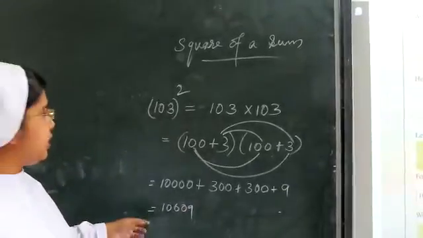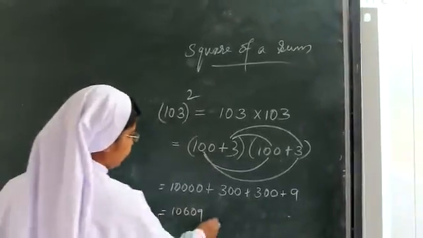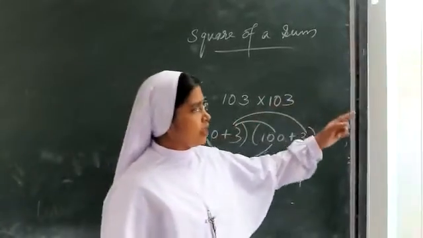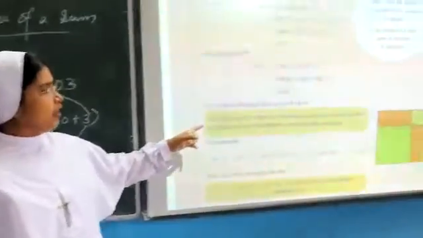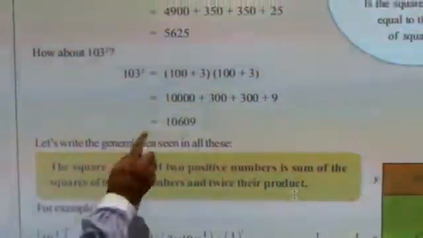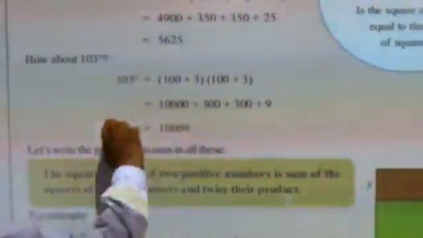You will get the answer 10,609. Okay, here there is a logic we have to use. Here, there is a general idea we can understand. The square of the sum of two positive numbers. See, two positive numbers. We have to find the square of that.